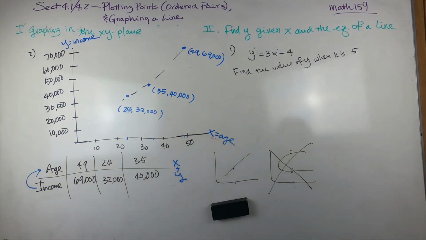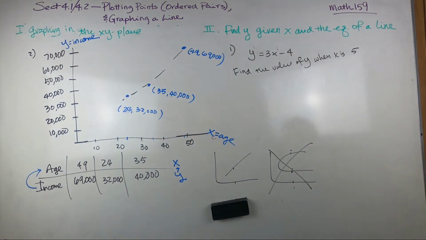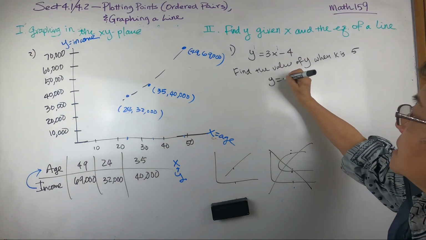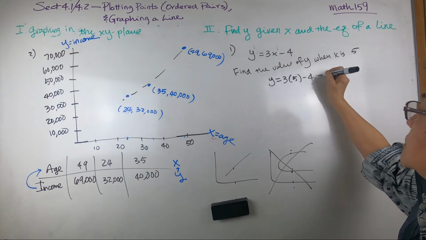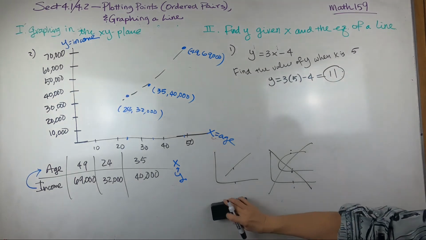All right. Something is missing in the previous statement. I will fix this later. So let's see. When x is 5, what's your y? We learned this earlier in your algebra skills, to plug in. So when x is 5, what do you do? y is 3 times 5 minus 4. 15 minus 4 is what? 11. So that would be your answer. Okay?